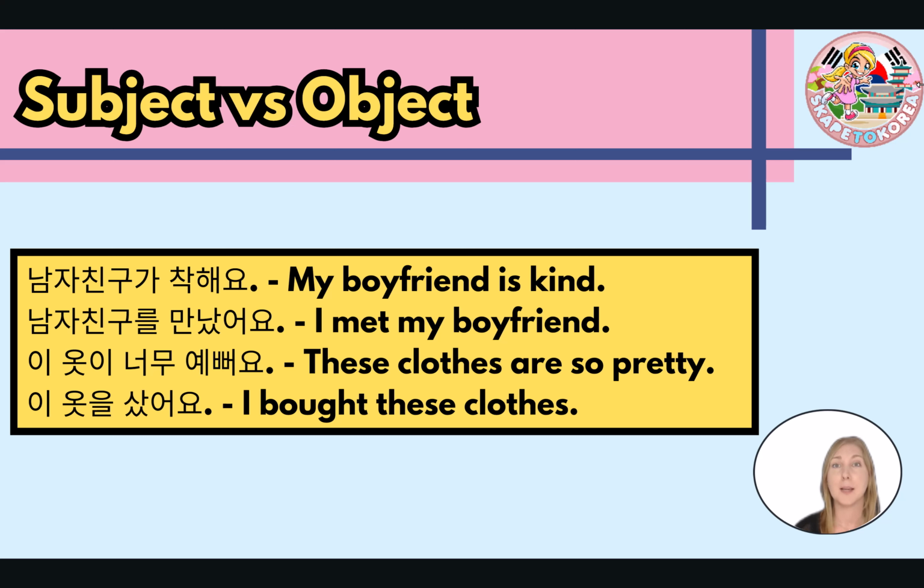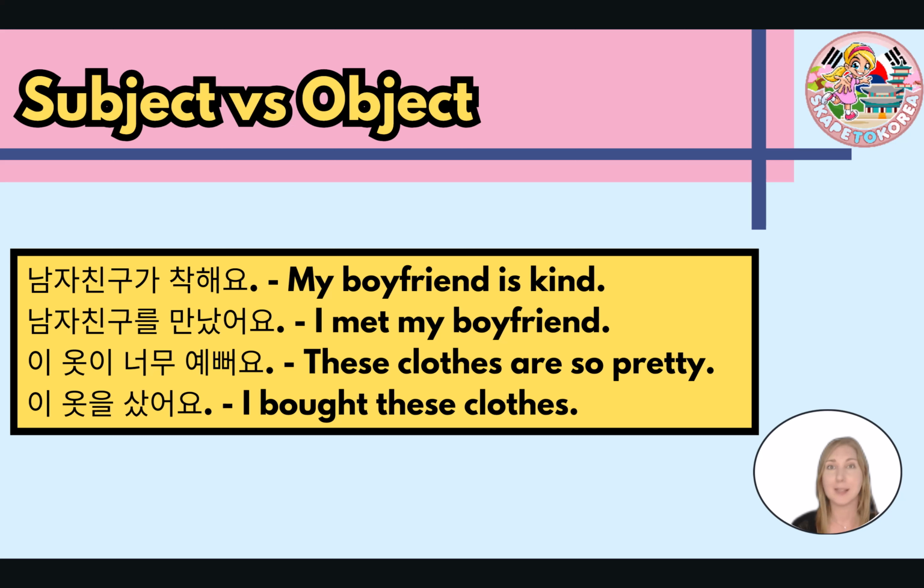When you say 남자친구를 만났어요, I met my boyfriend, the verb there is action verb 만나다. You're actively meeting or met your boyfriend. So the boyfriend is the object of your sentence. You're the subject because who met your boyfriend or my boyfriend? I did. Who did I meet? My boyfriend. So with these kind of questions, you'll be able to know whether it's a subject or the object of the sentence. 이 옷이 너무 예뻐요. These clothes are so pretty.